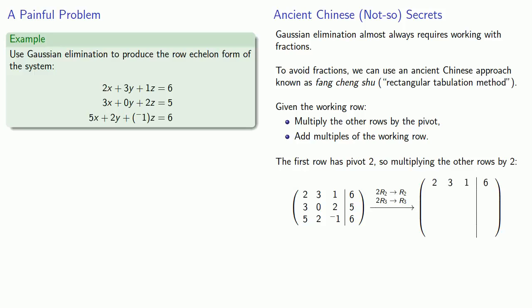The second row was 3, 0, 2, 5, so if we multiply it by 2, we get 6, 0, 4, 10. And the third row, 5, 2, negative 1, 6, can be multiplied by 2 to get 10, 4, negative 2, 12. And again, these new rows replace the original rows, so we don't need to keep the originals anymore.